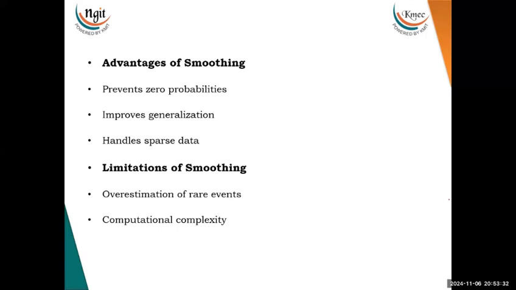And computational complexity is similar. Suppose there are some advanced smoothing techniques which we have seen, like Kneser-Ney or Good-Turing, which are computationally very expensive, and this imposes a challenge to implement on a large scale of data since the cost increases, right? So that's it. Thank you, students.